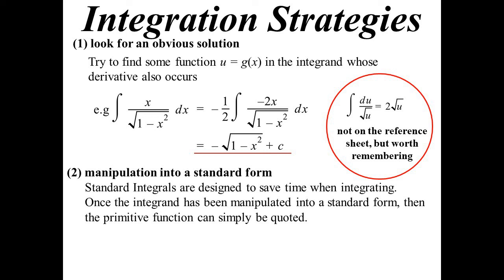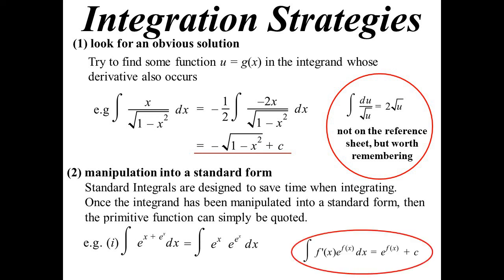So once you've got it into a standard form, you just look at the standard integral and go, righto, that's the primitive function, away we go. Integral of e to the x plus e to the x. So the power is x plus e to the x. How on earth do we manipulate this one? Well, I use my index laws. I'll rewrite it as e to the x times e to the power of e to the x. Now, I don't know if you've spotted it yet, but we've basically got derivative times e to the function x, because the derivative of e to the x is e to the x. So that is just e to the power of e to the power of x is the answer.